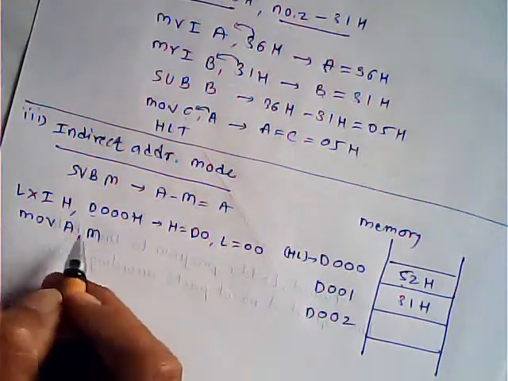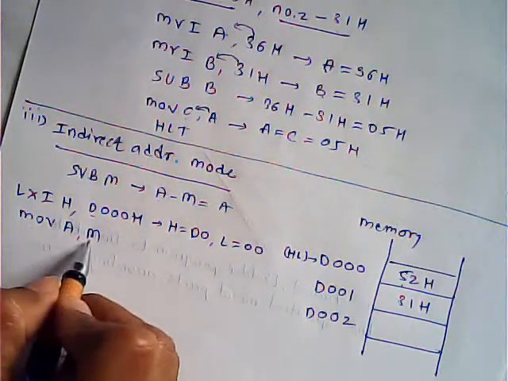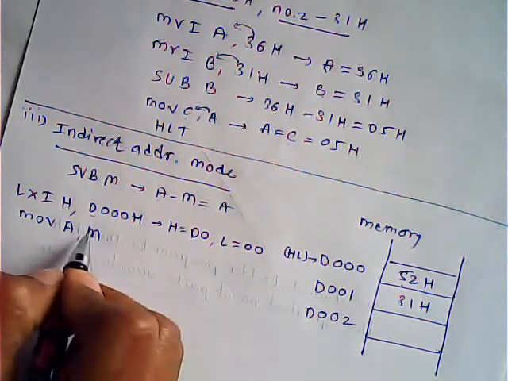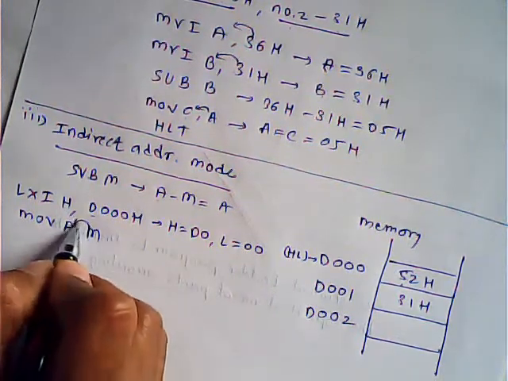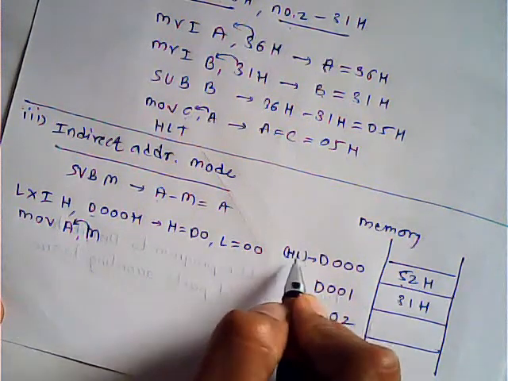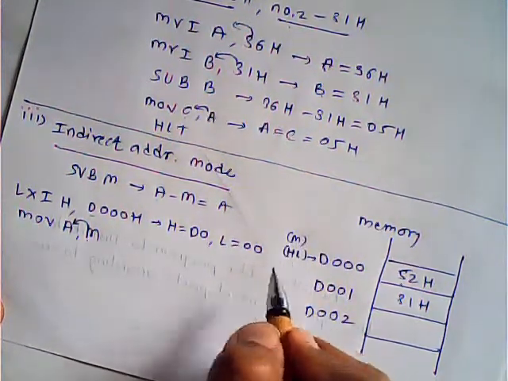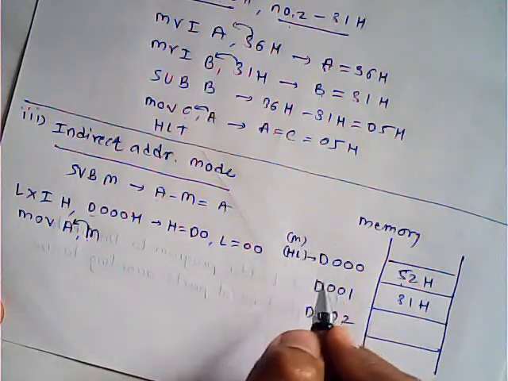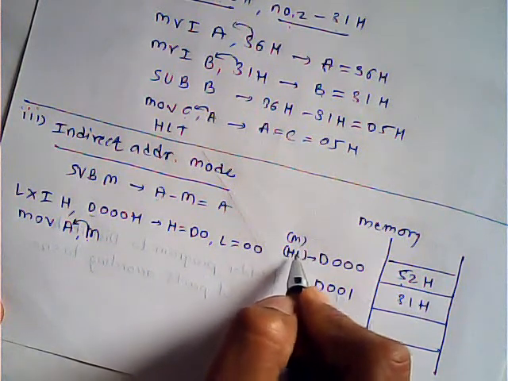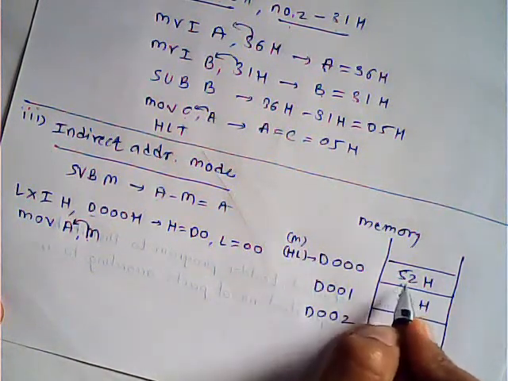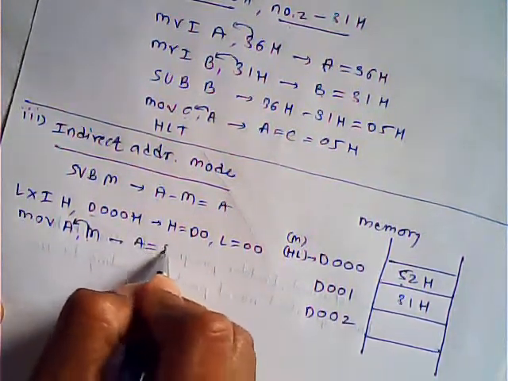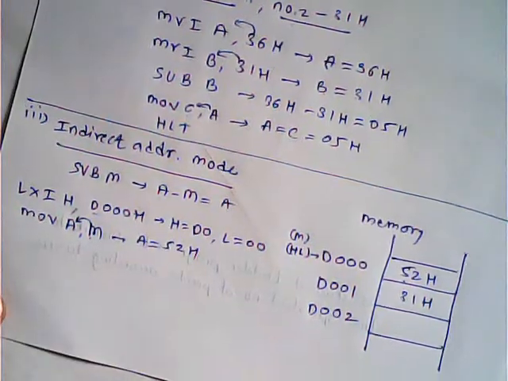Its operation is to copy the memory pointer content into the accumulator. The memory pointer is the source and the accumulator is the destination. So where is memory pointing? Here. M is nothing but HL, the memory pointer. Always remember, HL pointer means M. After the execution of this MOV A comma M, in the accumulator you will get 52 hex.